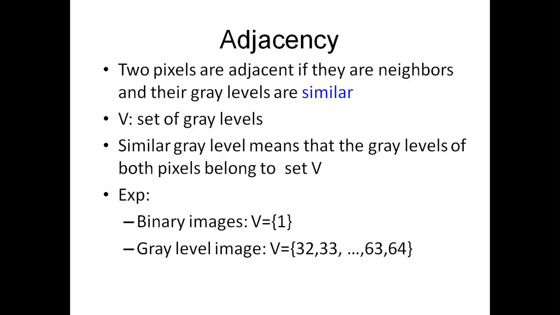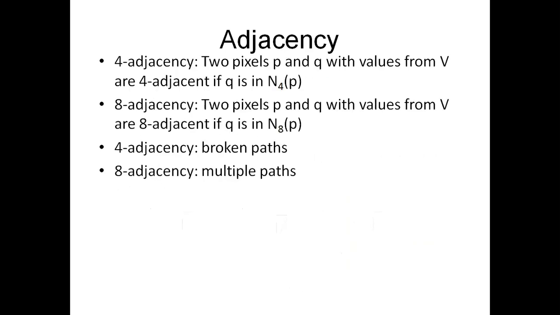When defining adjacency, two pixels are adjacent if they are neighbors and their gray levels are similar, meaning the gray levels of both pixels belong to the set V. For example, in a binary image the value is 1, and in a gray level image the values may range from 32 to 62. We have two types of adjacency, 4 adjacency and 8 adjacency. Two pixels P and Q with values from V are 4 adjacent if Q is in N4 of P. Similarly, they are 8 adjacent if Q is in N8 of P. In the case of 4 adjacency we can have a broken path, and in 8 adjacency we can have multiple paths.